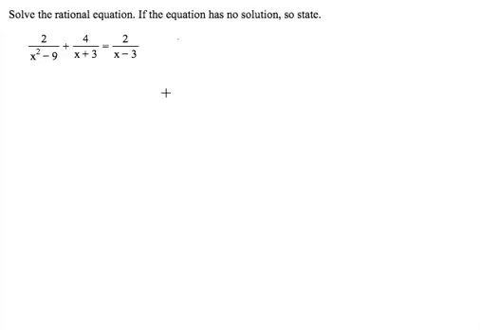So you could rewrite the whole equation, really before doing anything, as 2 over, I'm going to put an arrow here, 2 over the product of x plus 3 and x minus 3. So I'm factoring that x squared minus 9 right here, plus, and then I'm going to recopy everything else. 4 over x plus 3 equals 2 over x minus 3.